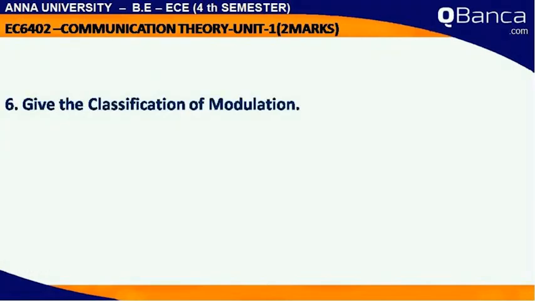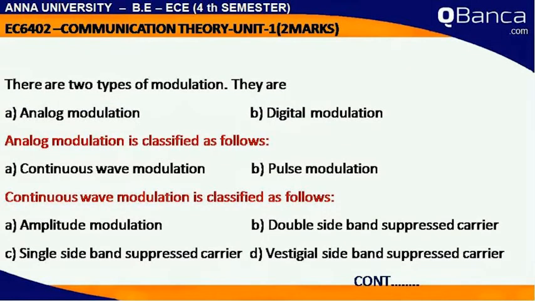Give the classification of modulation. There are two types of modulation: analog modulation and digital modulation. Analog modulation is classified as follows: continuous wave modulation and pulse modulation.